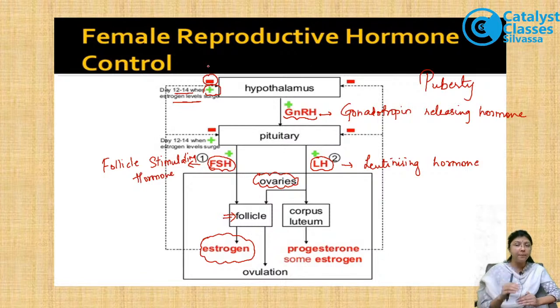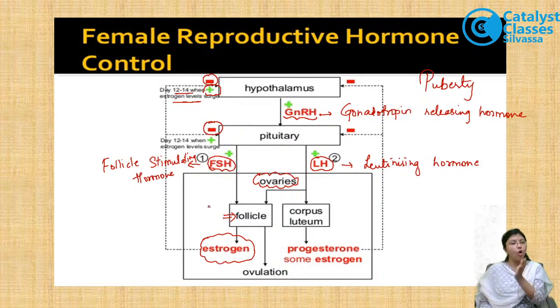But here, when the estrogen concentration has reached the appropriate amount, it is going to tell the hypothalamus to stop the secretion of pituitary. At the same time, it is also going to send the message to the pituitary gland to inhibit the secretion of FSH, because the follicular development has already started.